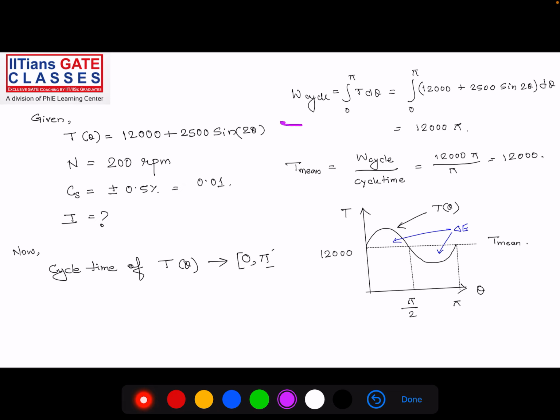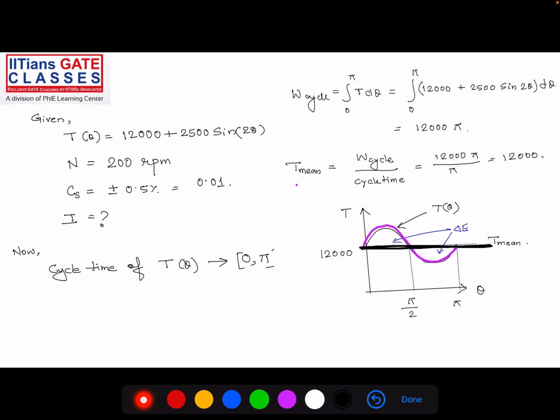So work done in a cycle is the integration of T theta over the cycle time, right? And T mean is equal to work done in a cycle divided by cycle time, right? So this is what the curve looks like. Okay, and this is the T mean line.